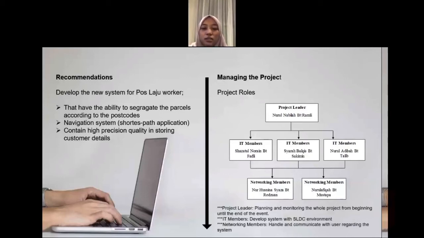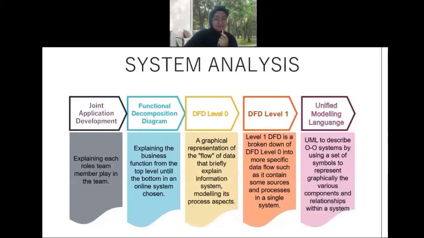Okay, next we will talk about system analysis. We will talk about 5 topics. The first one is joint application development, and then number 2, FDD, which is also known as a functional decomposition diagram, and then we will talk about DFD level 0, DFD level 1, and lastly we will talk about Unified Modeling Language or UML.